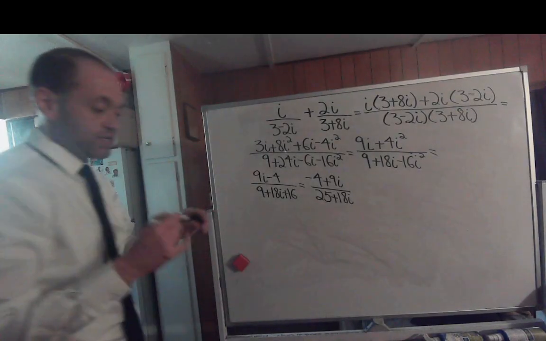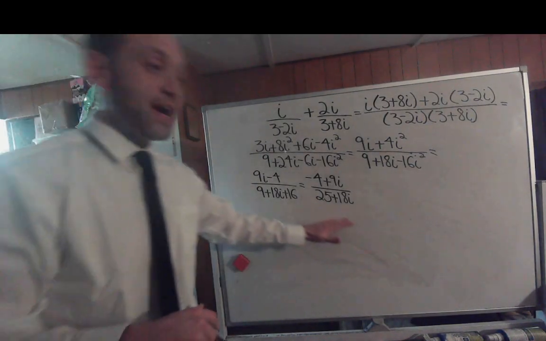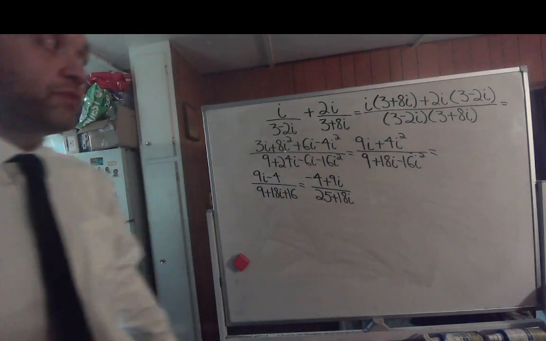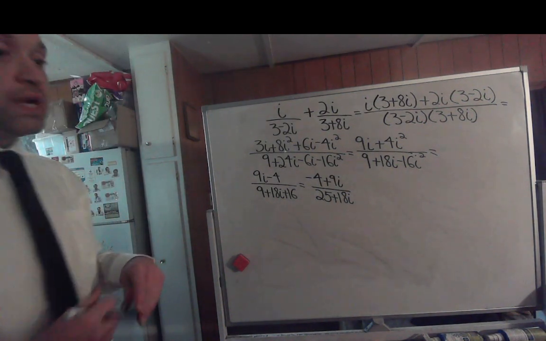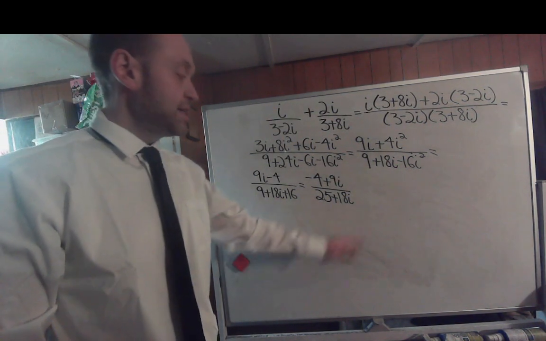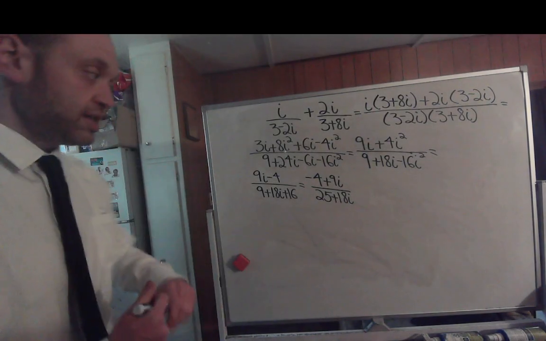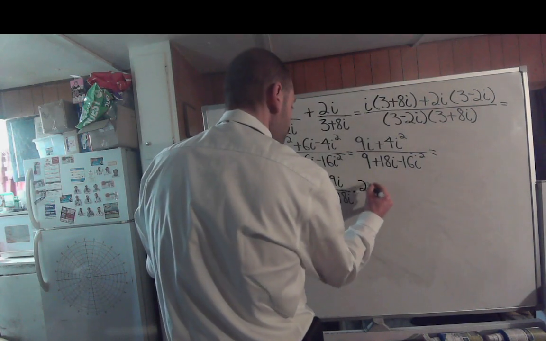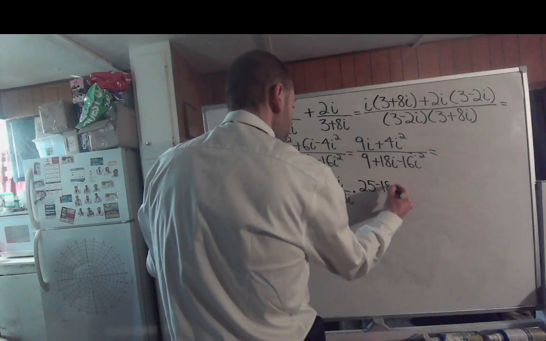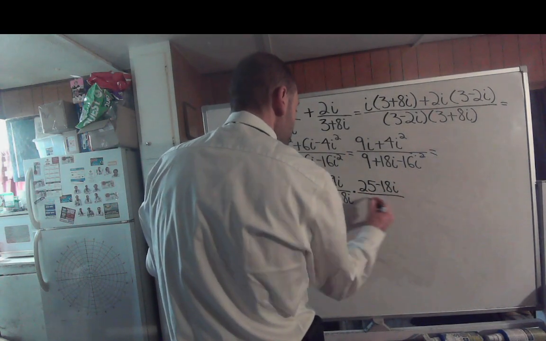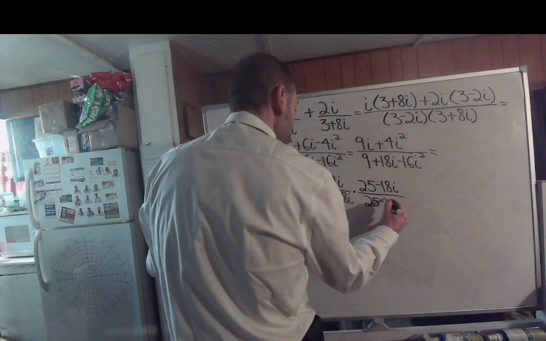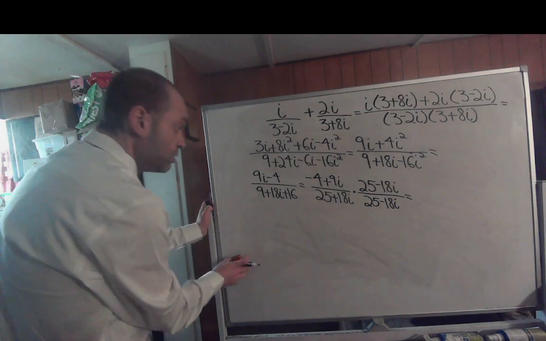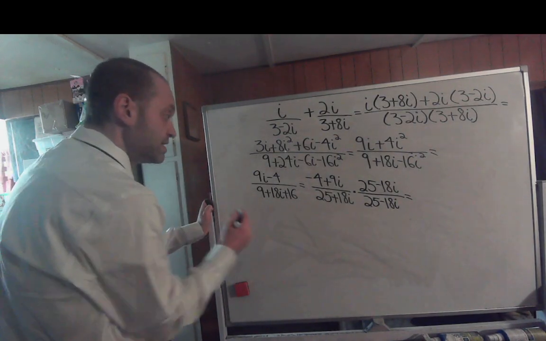It would look like we're done, but we're not. We still have to rationalize the denominator and write this as a complex number in standard form. So now we have to multiply numerator and denominator by the complex conjugate, which in this case would end up being 25 minus 18i. So let's multiply each by the complex conjugate, which now we'll just FOIL each numerator and denominator.